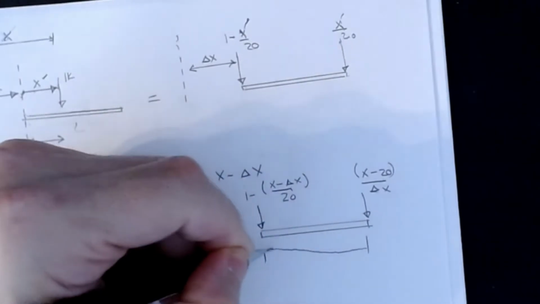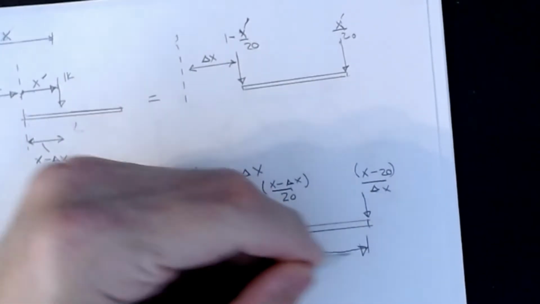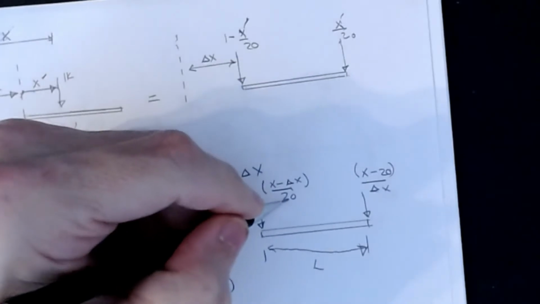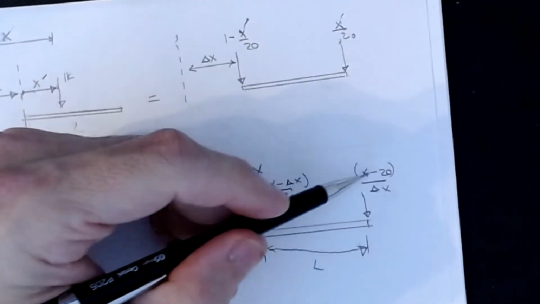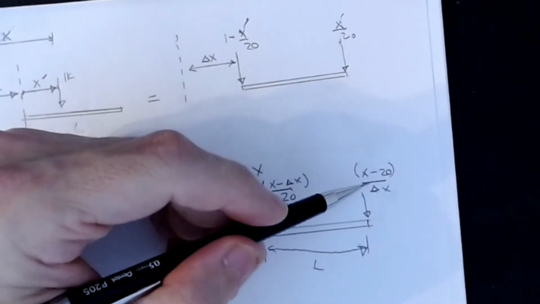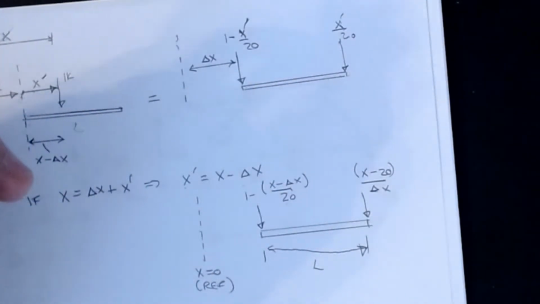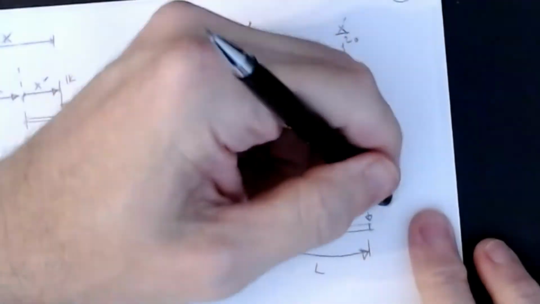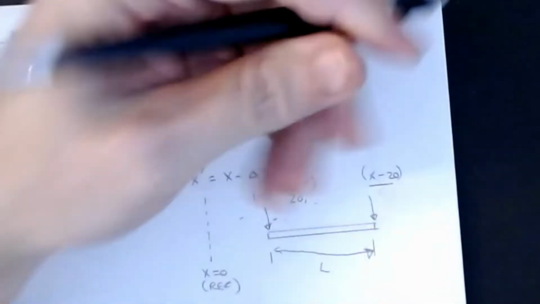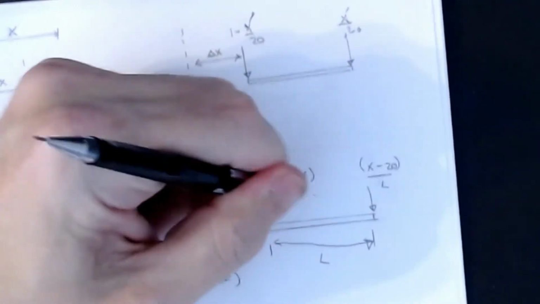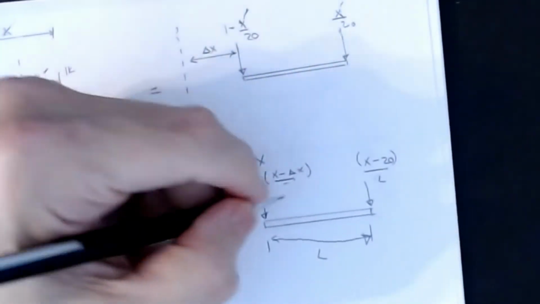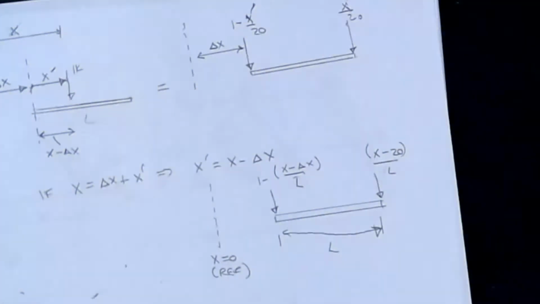So I call it 20 for this example. It could be something different, but it's that guy. And that's my L that I'm talking about. Okay, and then the other end is x minus delta x, or x minus 20, all over L here. Okay, and since I'm erasing stuff anyway, I'm going to make this an L here also. All right, and so that's the way that we would, for L being the length of the member that the load is sitting on.